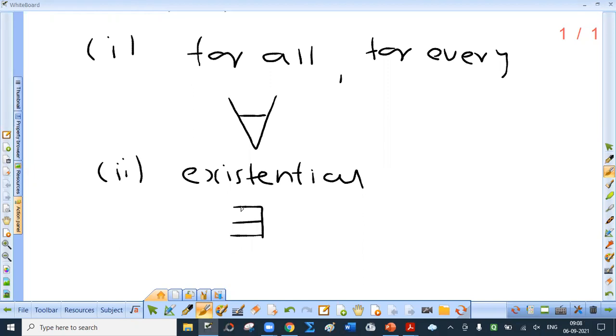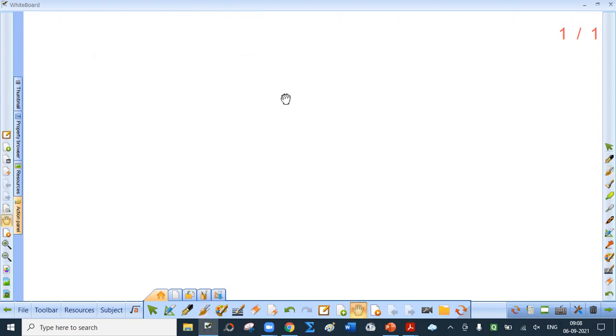And what is a quantified statement? An open sentence with a quantifier becomes a statement. Such a statement is called a quantified statement. I repeat, an open sentence with a quantifier becomes a statement. Such a statement is called a quantified statement. So this is about quantifiers.